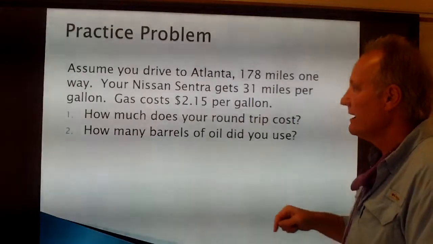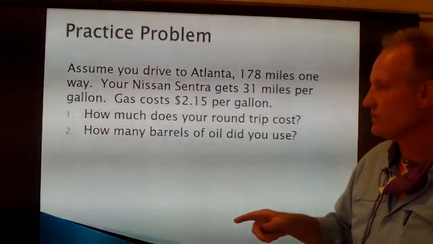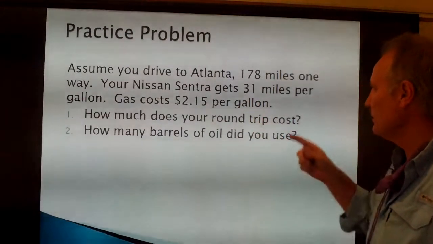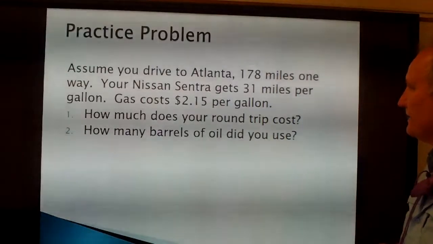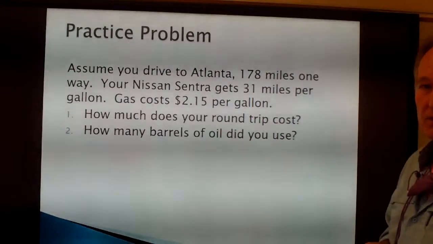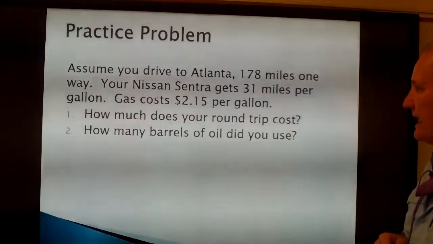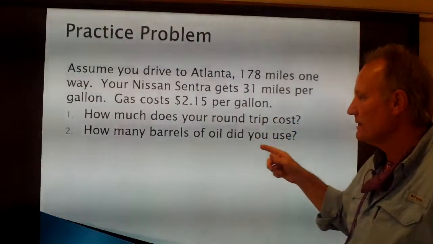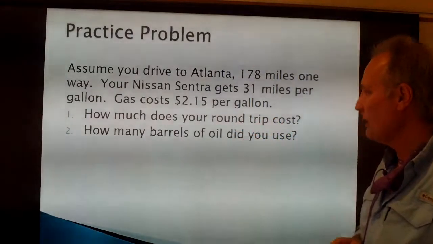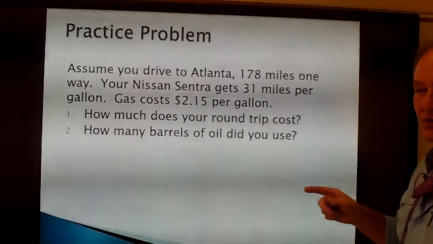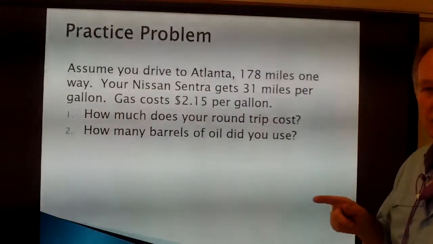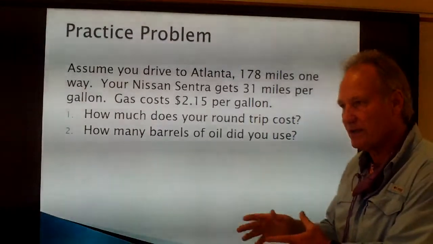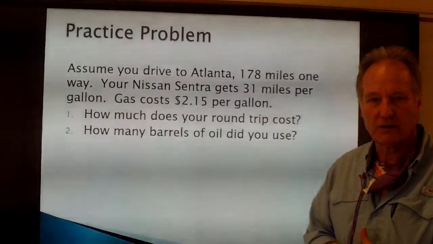Okay. All right, so let's take a practice problem to see how this works. So assume you drive to Atlanta, which is 187 miles one way, in your Nissan Sentra, which gets about 31 miles per gallon. Gas costs $2.15 per gallon. 2 questions. Number 1, how much does your round trip cost? And number 2, how many barrels of oil did you use? So again, stop the video, do the math, see if you can figure this out.